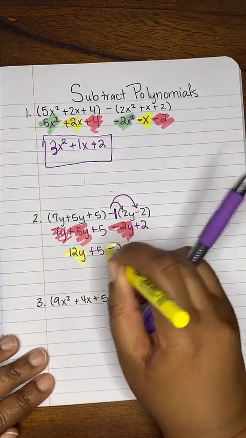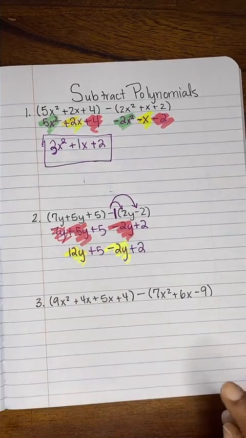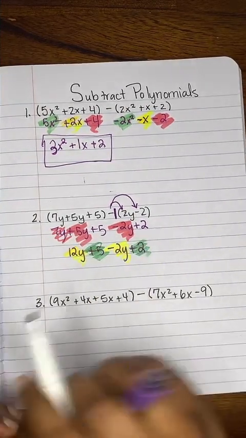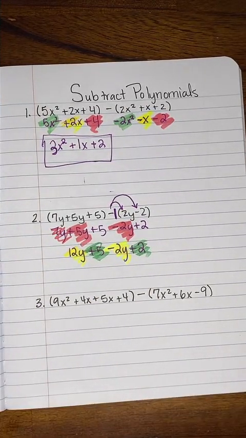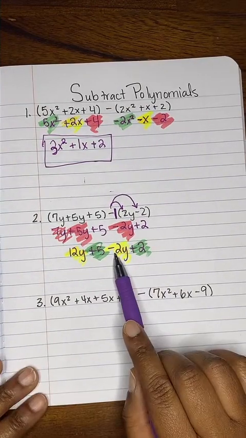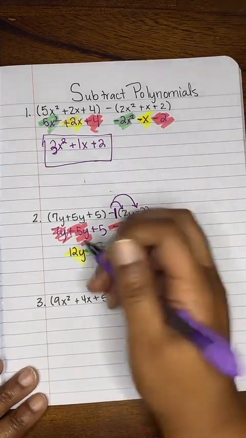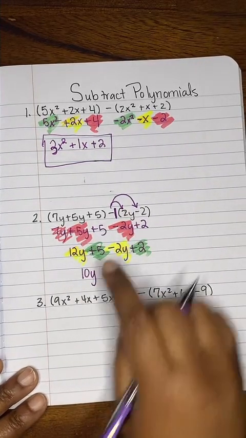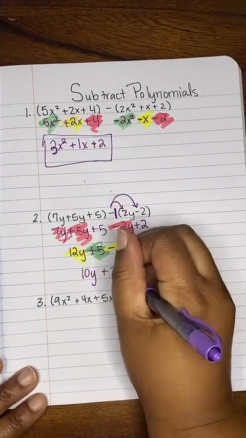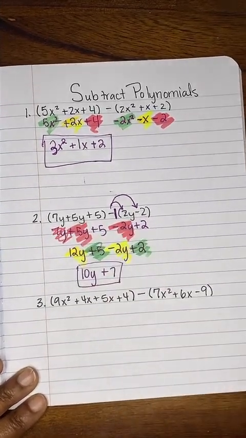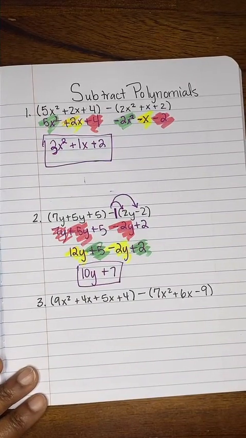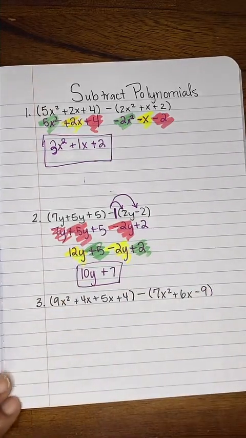So we have 12y minus 2y. And then we also have a plus 5 and a plus 2. So 12y minus 2y is a 10y. Good. So that's why people were saying 10y. And then 5 plus 2 is a plus 7. And this is our answer. It should be a positive because 12 minus 2.